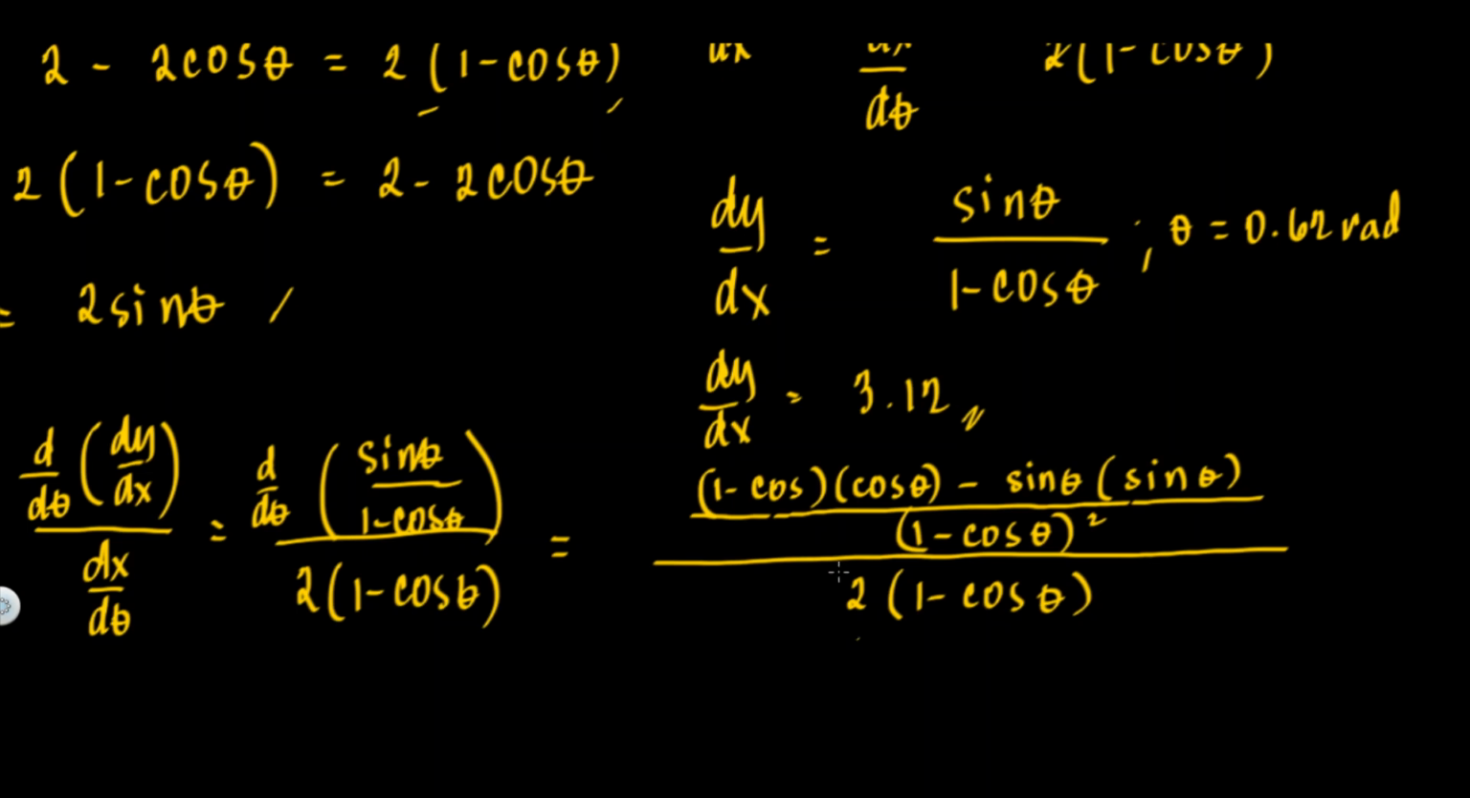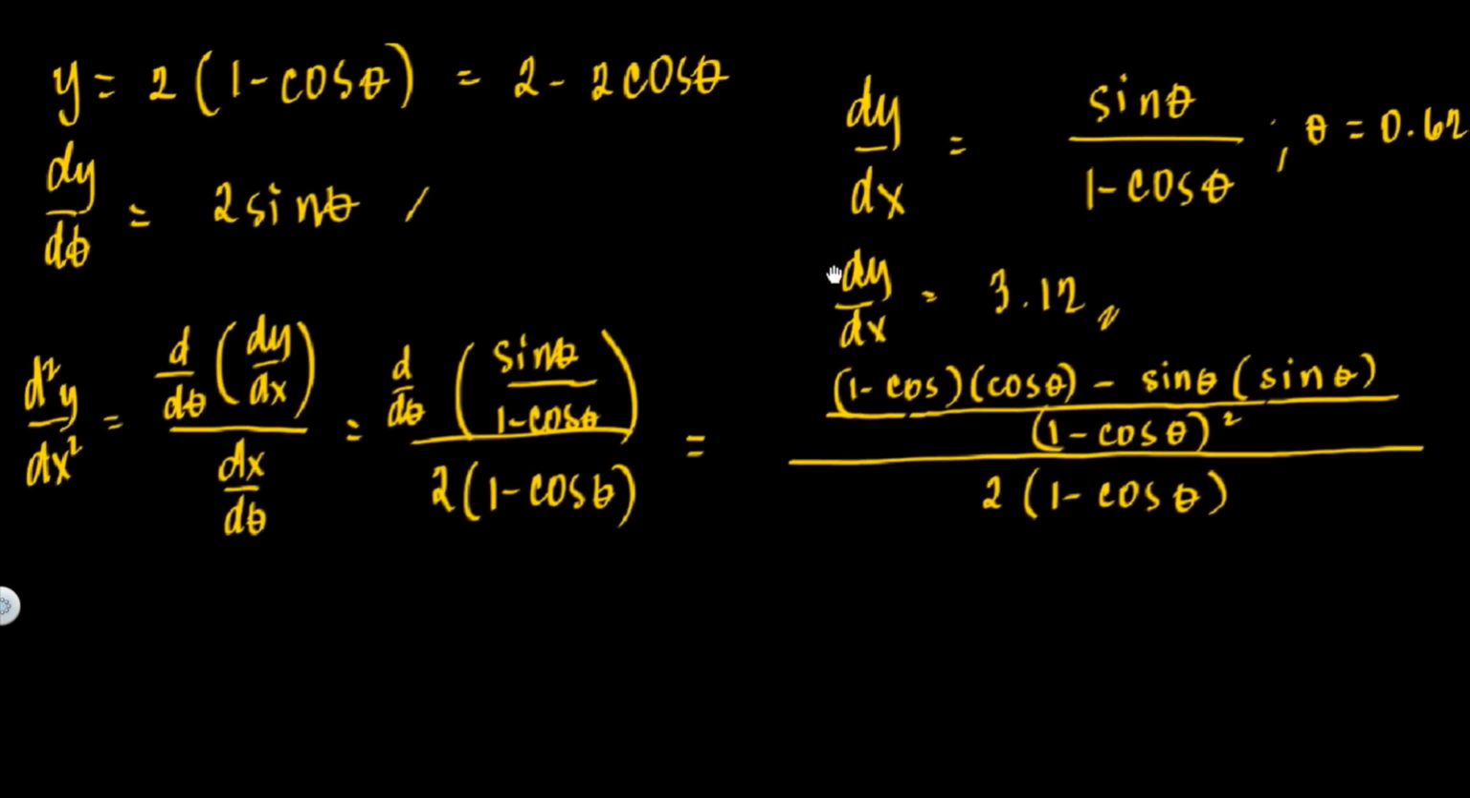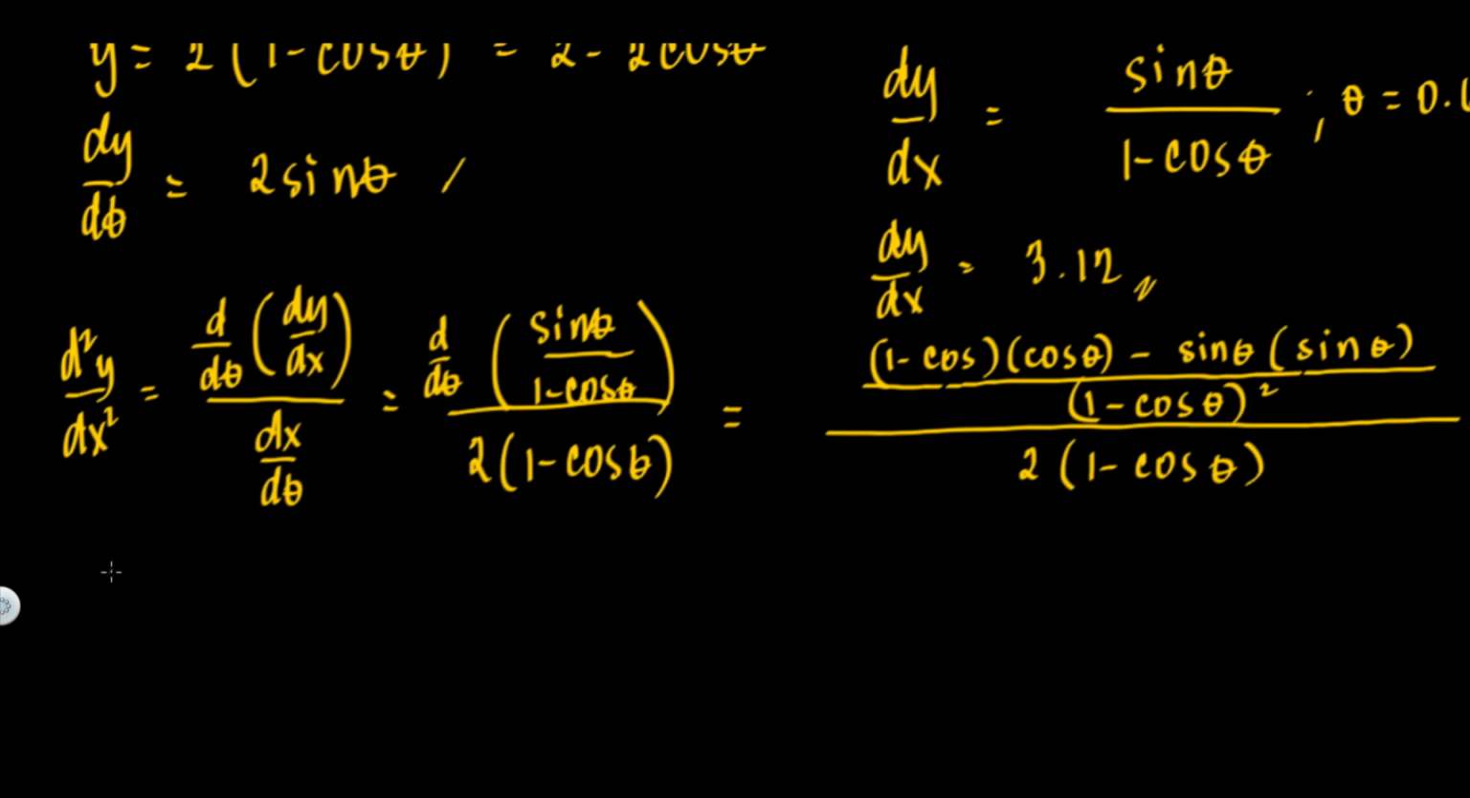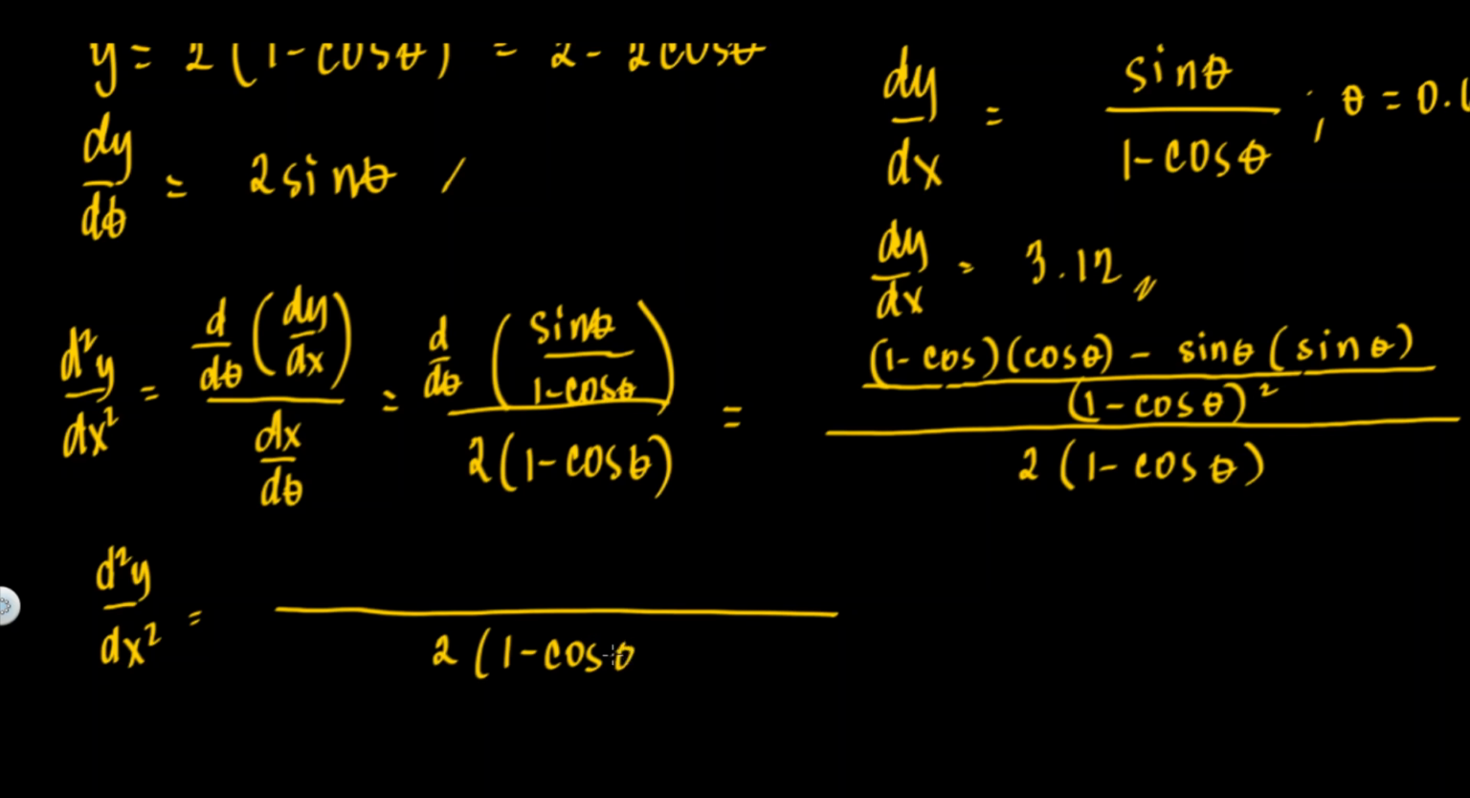Let's simplify this. Actually, you can evaluate it at theta equals 0.62 radian if you don't want to simplify, but let's use a little algebra. So the second derivative of y with respect to x is equal to one long line. The 1 minus cosine theta square goes down, so the denominator is 2 times 1 minus cosine theta cubed. That's the numerator. Let's work on it: cosine theta times minus cosine square theta, minus sine square theta.